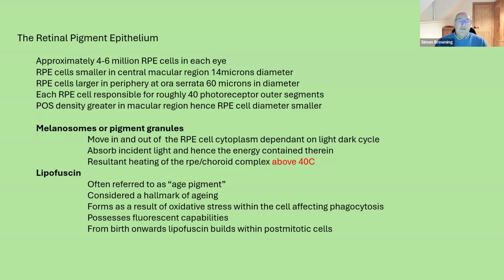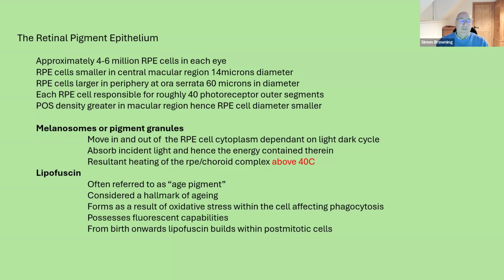And that oxidative stress affects the phagocytosis. So when you think about it, more oxidation, less efficient phagocytosis, but we must have phagocytosis to allow the outer segment discs to replenish themselves and refresh themselves. So the whole thing's in a bit of a poor setup to start with.